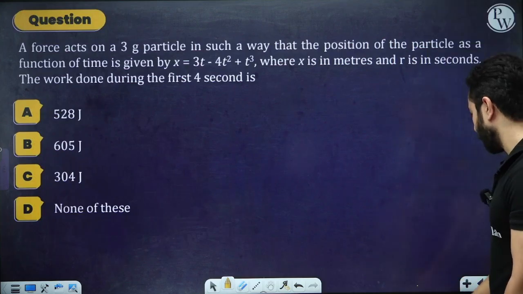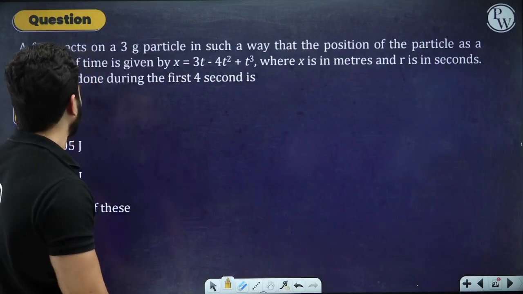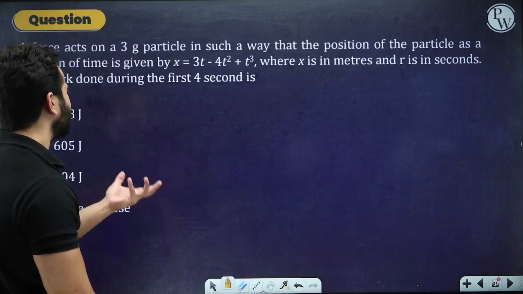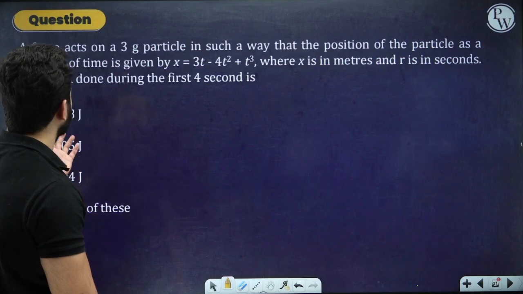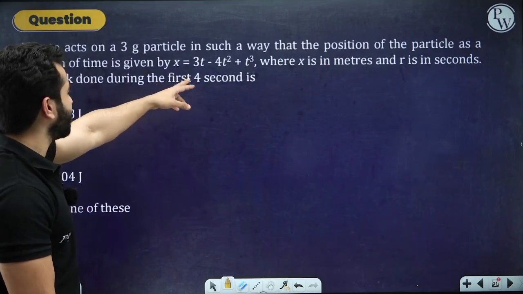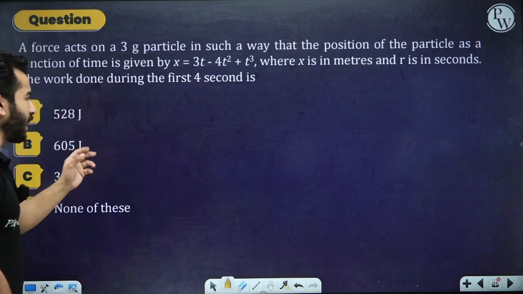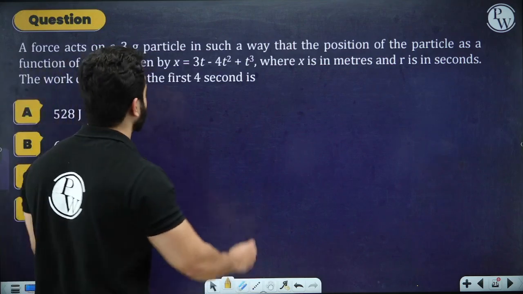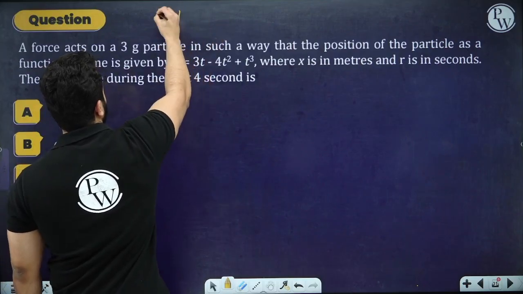Now, another question for all of you. A force acts on a 3-gram particle in such a way that the position of the particle as a function of time t is given as x equals 3t minus 4t square plus 3t cube, and they are talking about the work done. I mean, it's not a big deal. I think you can do it quickly. Solve this question in homework. This is from slide number 31. Homework.